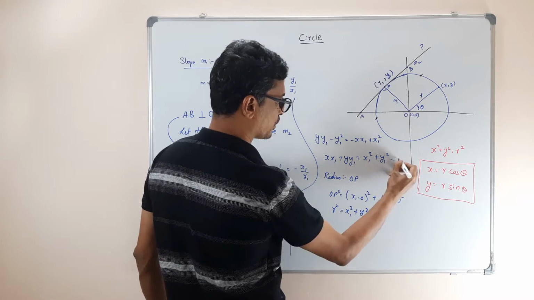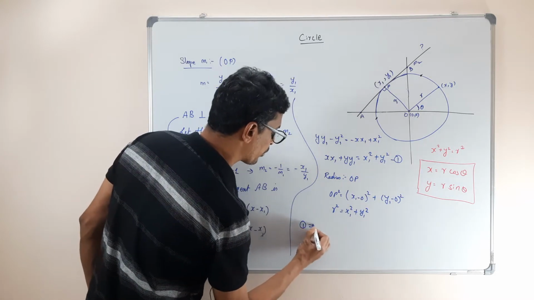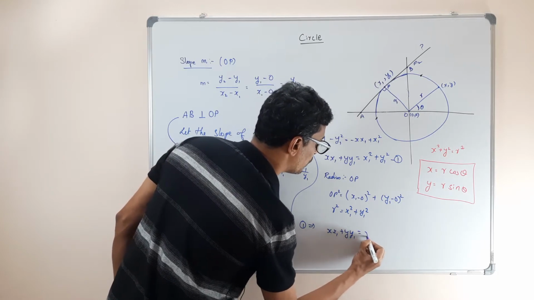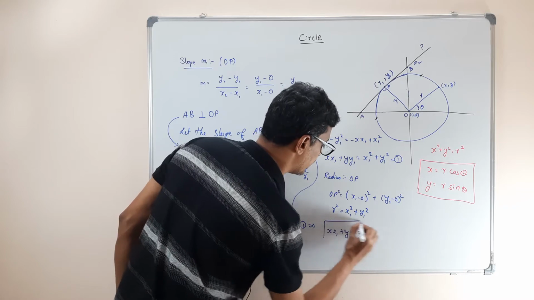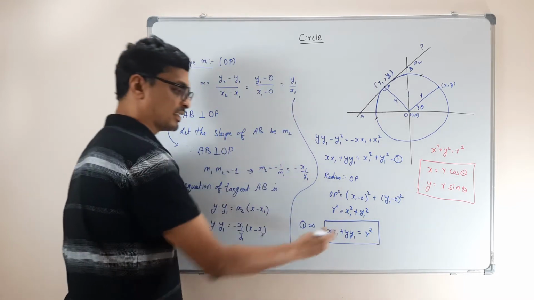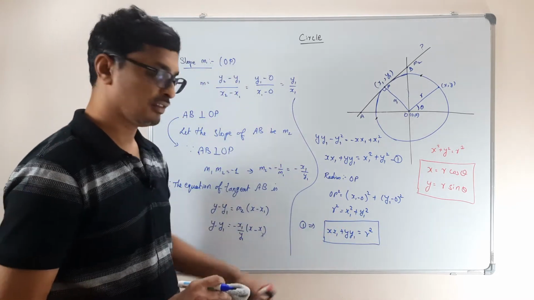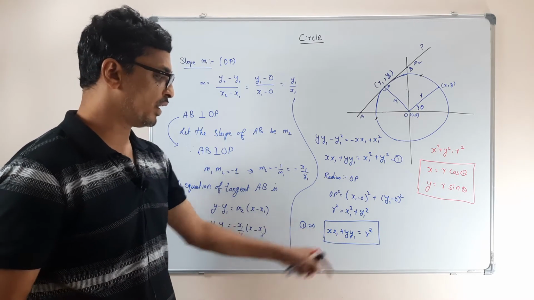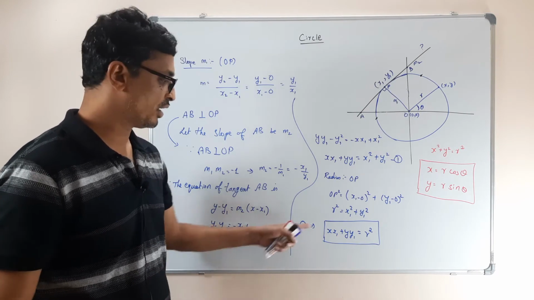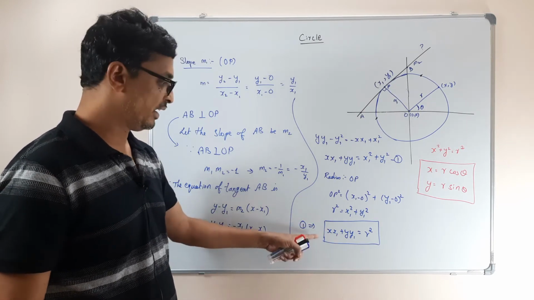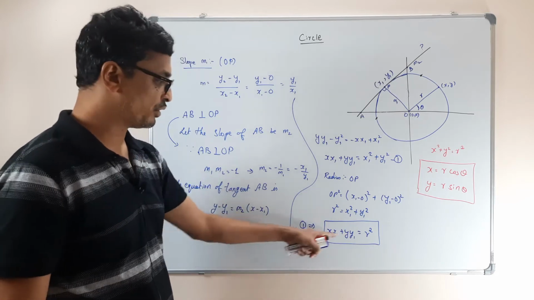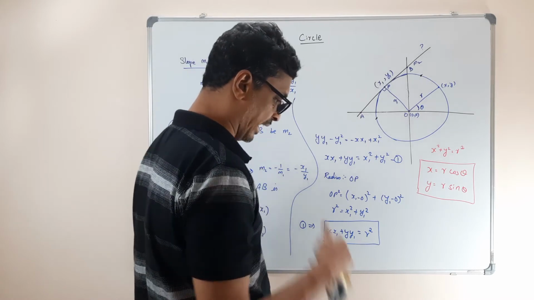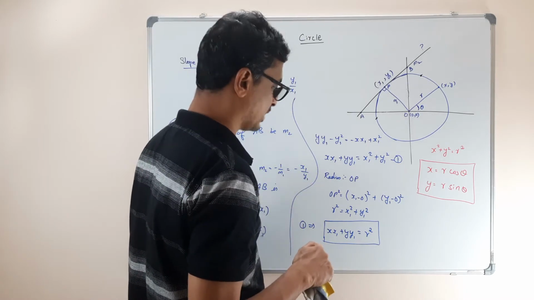So therefore, this equation becomes x1 x plus y1 y equal to r square. So this is the equation of the tangent. Is it a straight line? Yes, it is linear, right? There is no x square, only x and y equal to r square. You can find out the slope and everything from this equation itself. So this is the equation of the tangent to a circle.